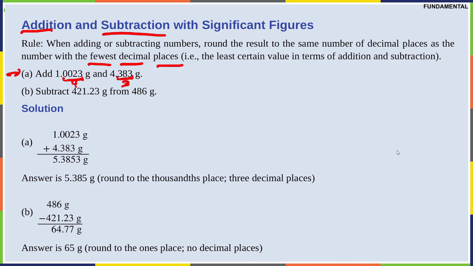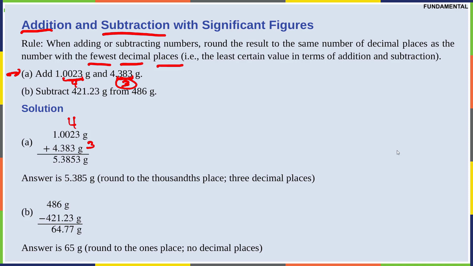But the rule for addition and subtraction says you're going to round your final result to the number of decimal places as the number with the fewest decimal places in the beginning. So that means you're only going to have 3 numbers to the right of the decimal in your final answer. So take a look here for A. Again, you've got this value here, which has 4 numbers to the right of the decimal, but this number only has 3 numbers to the right of the decimal.